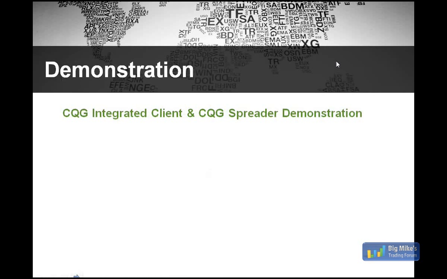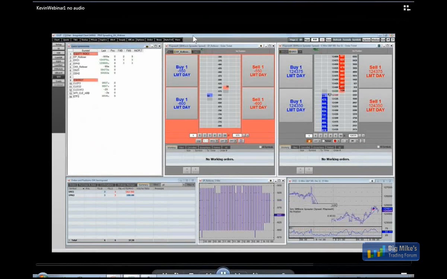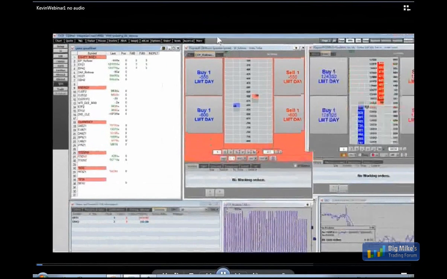And now in front of us we've got a recording of a previous trading session. And I'm going to walk through this with you and explain some of the things that we'll see here on the screen. Essentially what we've got is this very simple workspace.